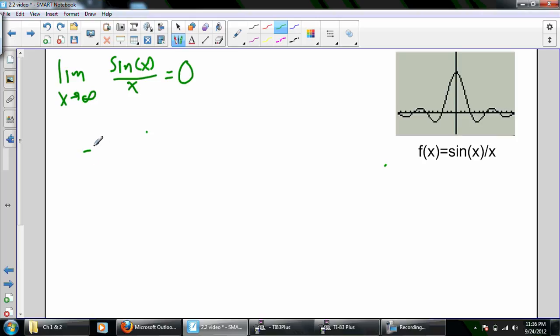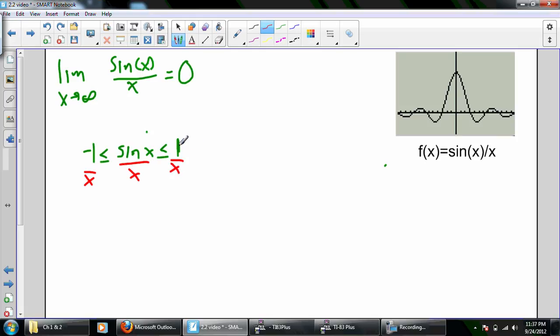Consider this. Negative 1 is less than or equal to the sine of x is less than or equal to 1. Those of you who've taken trigonometry may be familiar with that. Just your regular sine function oscillates between negative 1 and 1, but it does not exceed those. And you might be saying, well, why does this matter? I don't really care about the sine of x function. This is the sine of x over x. Well, what happens when I divide each side by x?